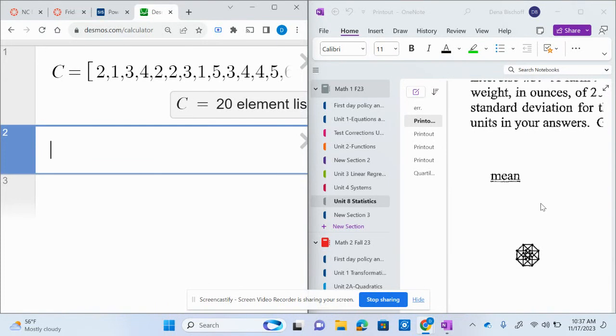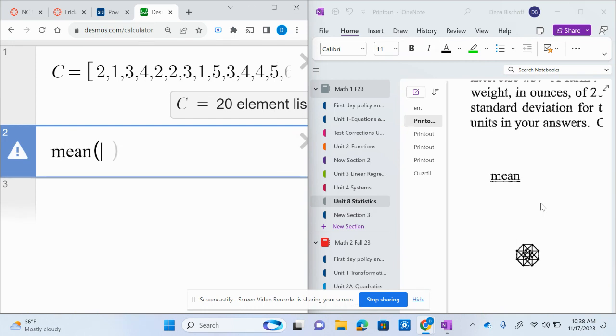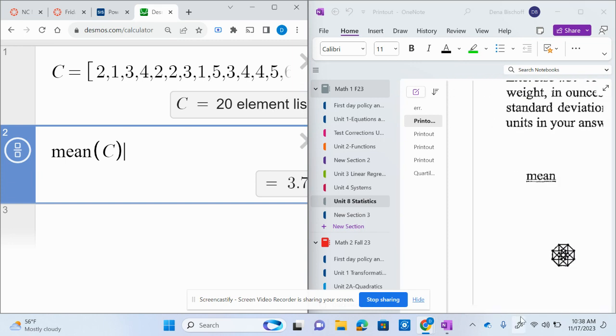It's on your green sheet. How do we do that? It's the average. How do I find it? What does it say on the green sheet? Type in the word mean, the letters mean, and name your set. Don't add all that up. Let the calculator do it for you. What is our mean? It's 3.7.